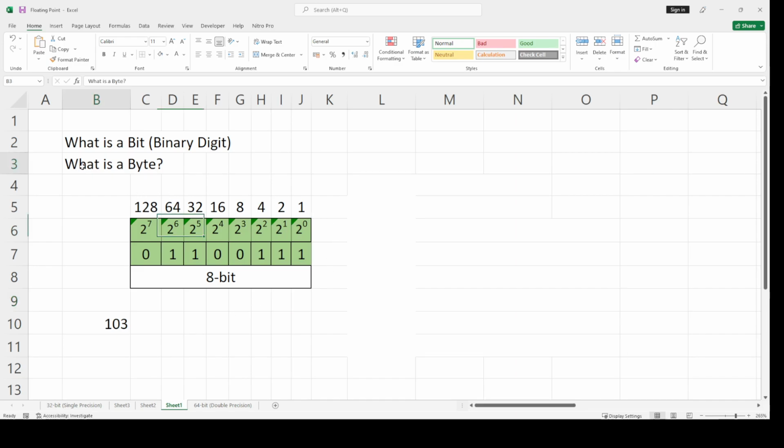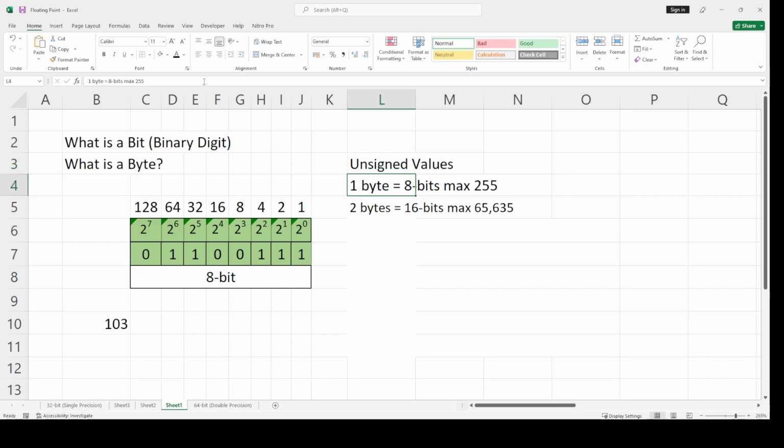So now let's go. What is a byte? A byte is just equal to 8 bits. 1 byte is equal to 8 bits with a maximum value of 255 for unsigned values. So 2 bytes, if we just double the byte, then we also double the 8 bits. And a double 8 bits is equal to 16 bits with a maximum value of 65,535 in unsigned values.